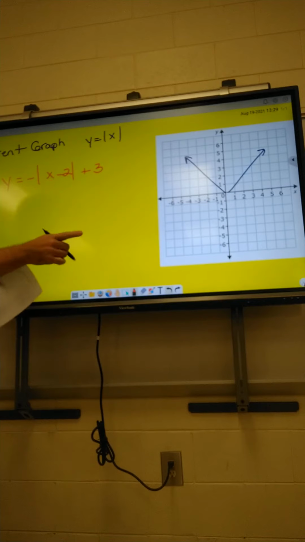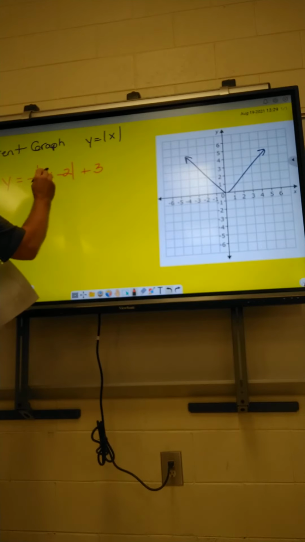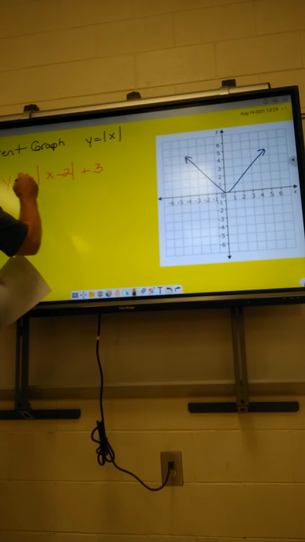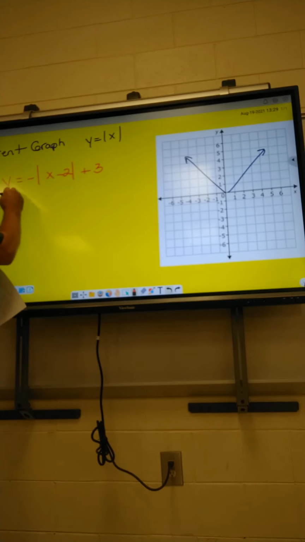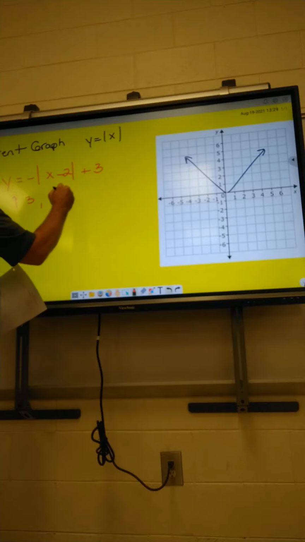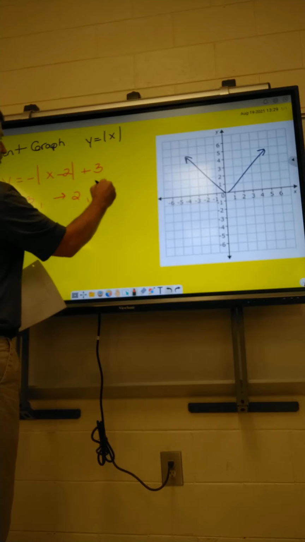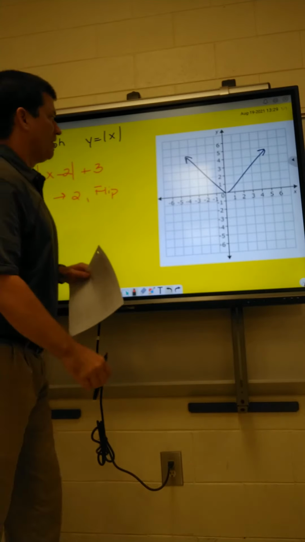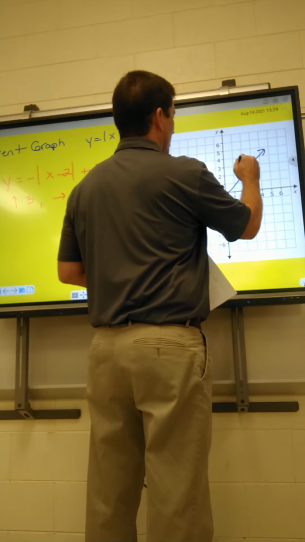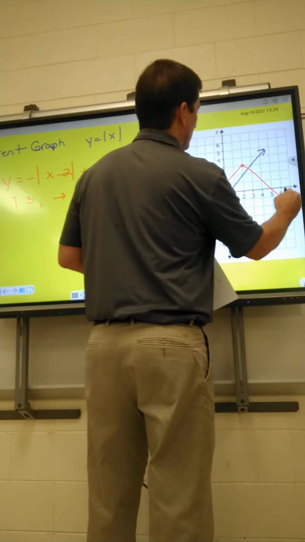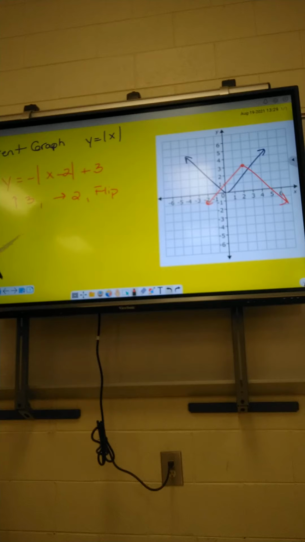First, list all 3 changes. I got an up 3, I got a right 2, because you got to flip the sign there and make it a positive 2. And I got to flip. So you can say up 3, right 2, and a flip. All right, let's graph that. Up 3, right 2, and I got to flip it. There we go.